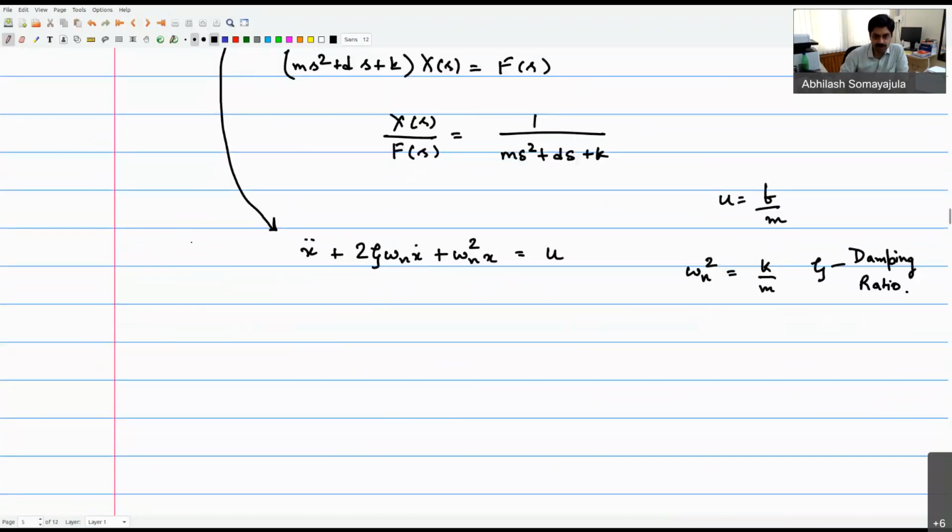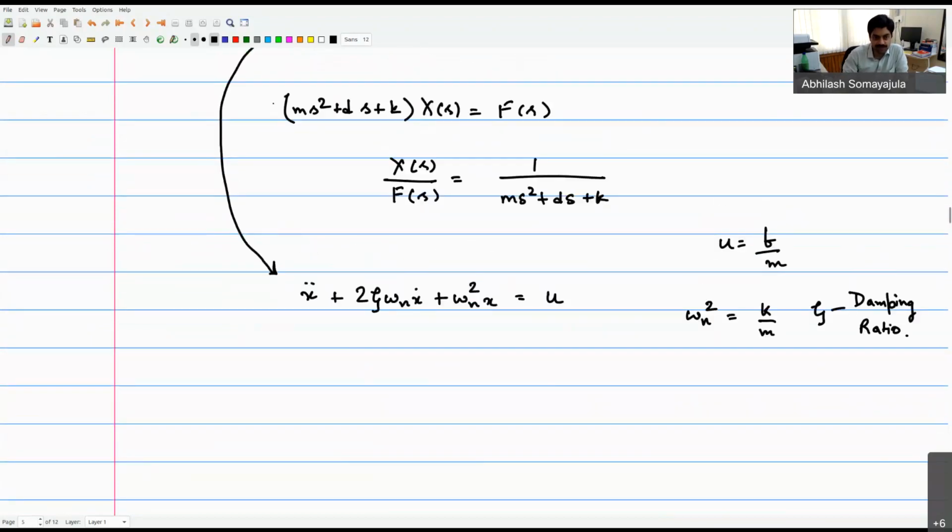In a standardized form, if I perform the same steps all over again, you can see that the response of the system, or the transfer function of the system, is given by 2 zeta omega n s plus omega n squared. Everybody with me so far?